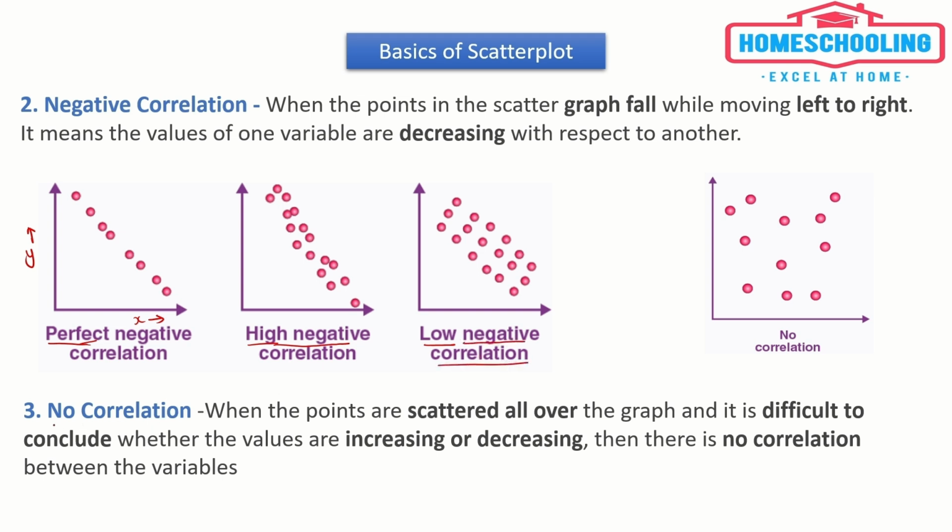Now we have a third type of scatter plot, no correlation. As we can see here, all the data points are scattered all over. When we have a scatter plot where we cannot say that the data points are increasing or decreasing, then we call that scatter plot a no correlation scatter plot.